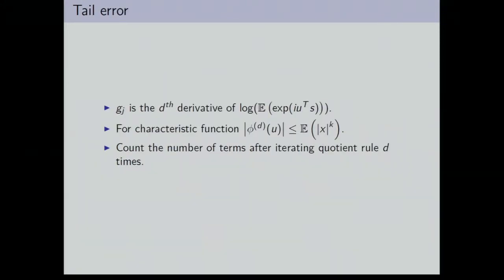So the tail error first, like I said, is just a dth derivative of a log of the Fourier transform. For the Fourier transform, I know that the dth derivative is less than the dth moment. Sorry, that's meant to be a d there, not a k. So what you do is you apply the quotient rule, you count the number of terms you have. It's not too big, it's like d to the d, and you just have a moment bound. So the tail error is really easy.